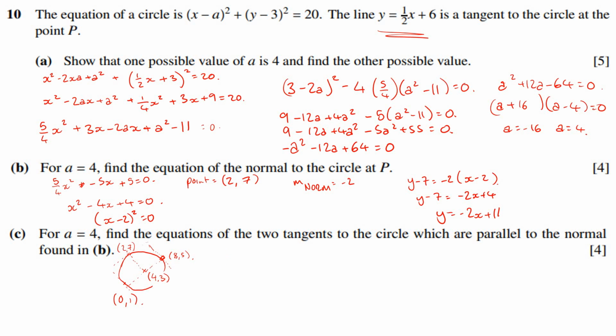Now each of those will have the gradient negative 2, so this will be y minus 5 equals negative 2 lots of x minus 8. Y minus 5 equals negative 2x plus 16. Y equals negative 2x plus 21 is one of the equations. And y minus 1 equals m, which is negative 2 lots of x minus 0. So that will be y equals negative 2x plus 1. Okay, so those are my two equations for my tangents, which are parallel to the normal found in B. Alright, that'll do for now.